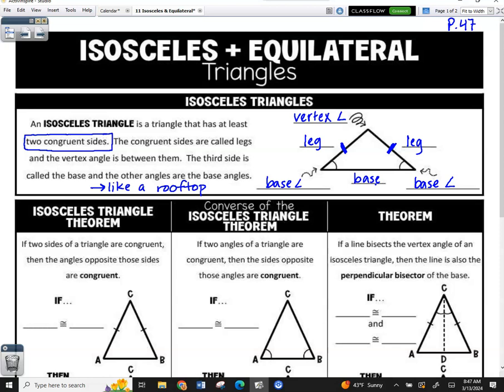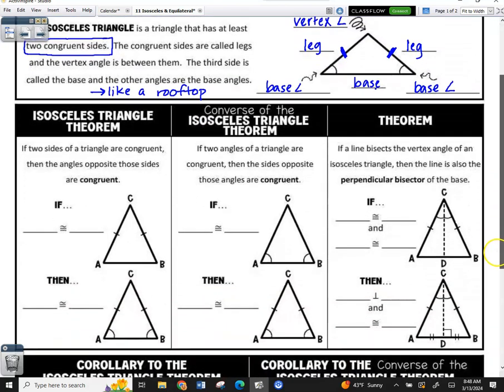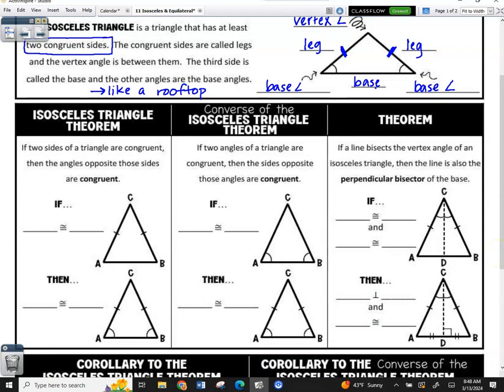Now, when you know you have an isosceles triangle in front of you, some stuff happens, and it's because it's an isosceles triangle. So down here in this next section are 3 theorems to let you know if this is what's marked, then you can say this. If this is what's marked, then you can say this. So it's all about what's marked, right? So if we look at this picture right here, this picture has what marked? The legs are marked as congruent.